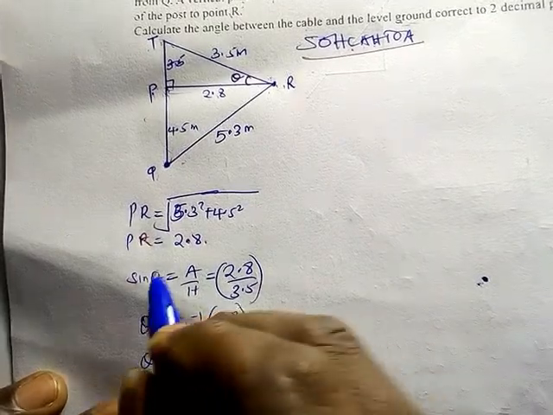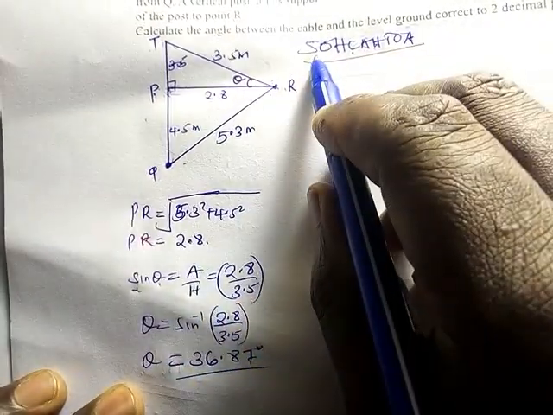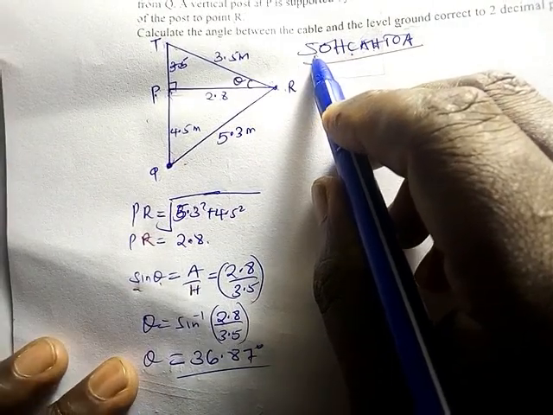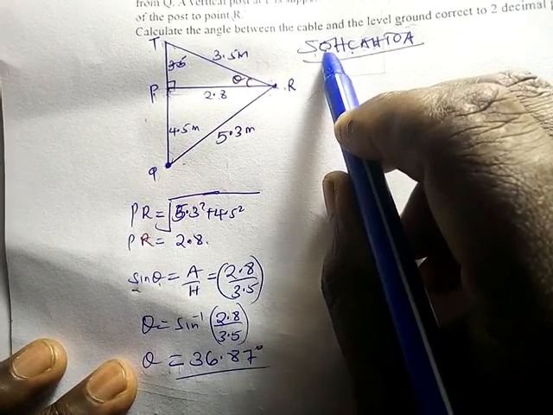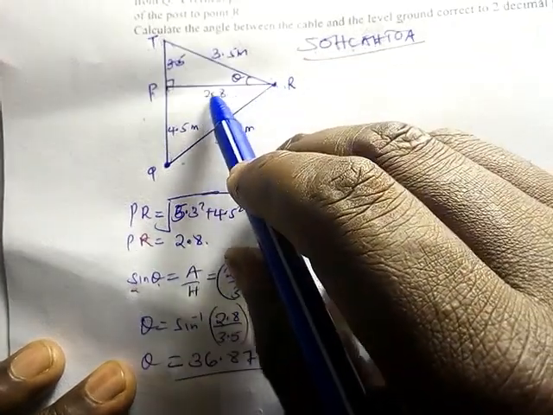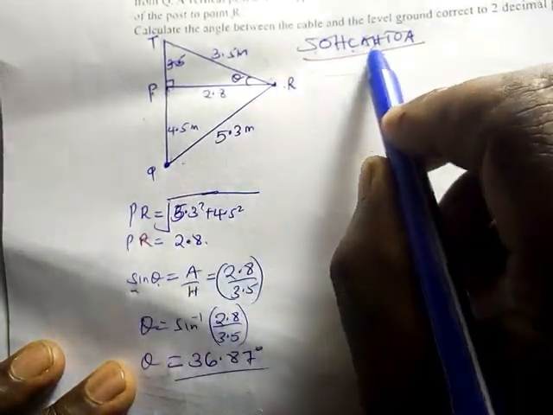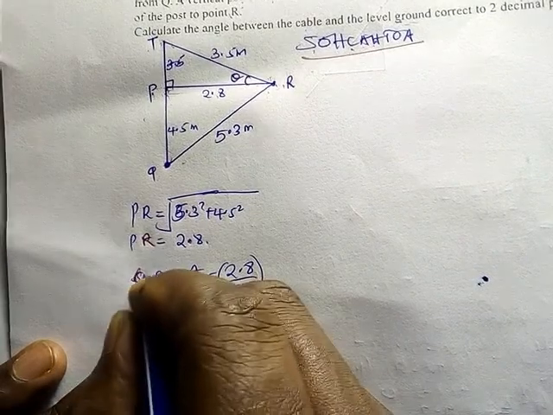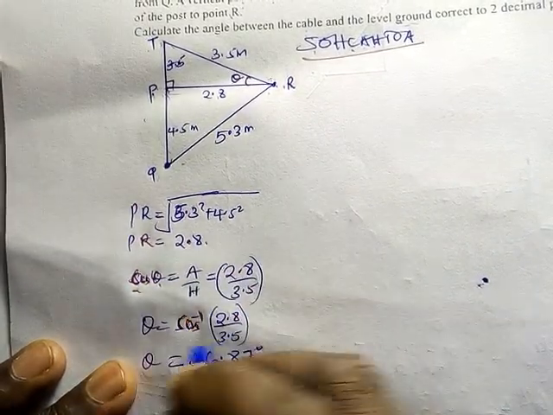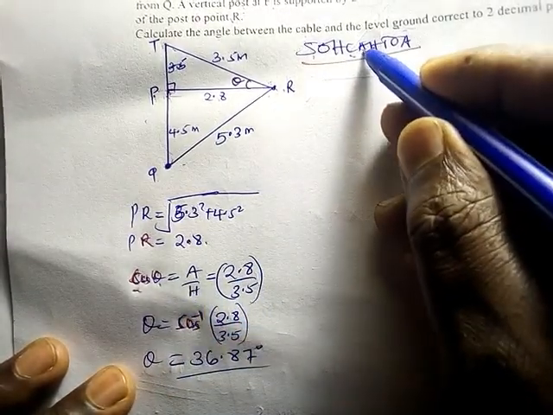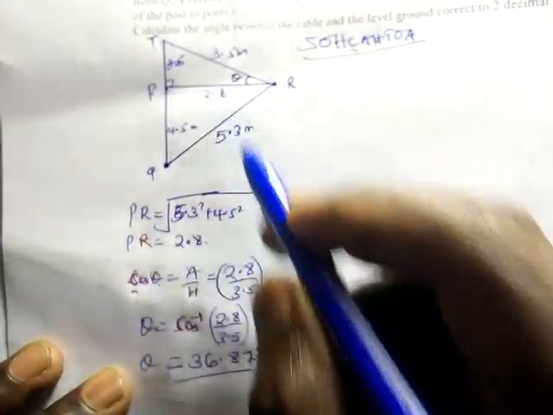After getting that, we use sine theta is equal to adjacent over hypotenuse. Is it sine actually or cos? Sine is opposite. So adjacent is the cos, it is supposed to be cos theta, so this is supposed to be cos inverse. Cos is adjacent over hypotenuse, which is 2.8 divided by this.